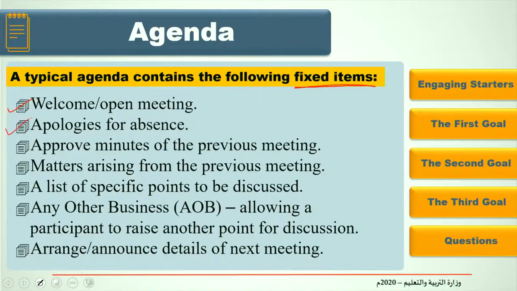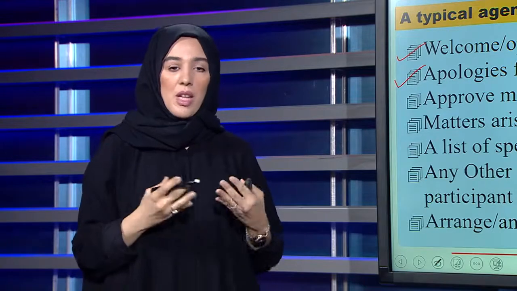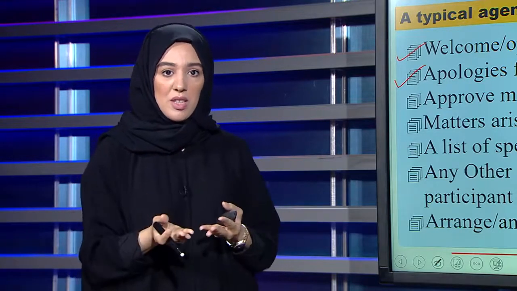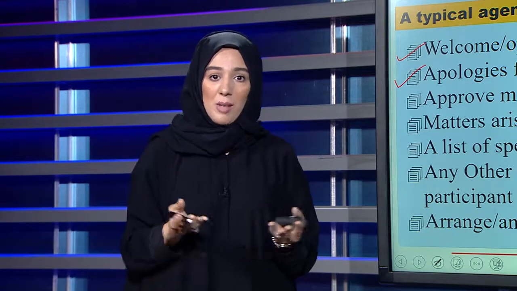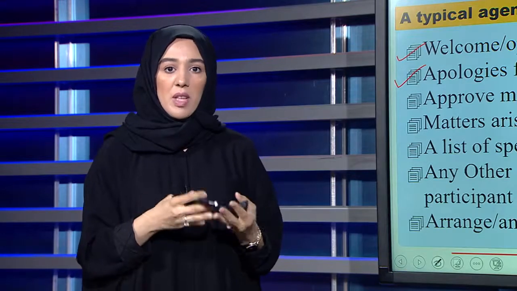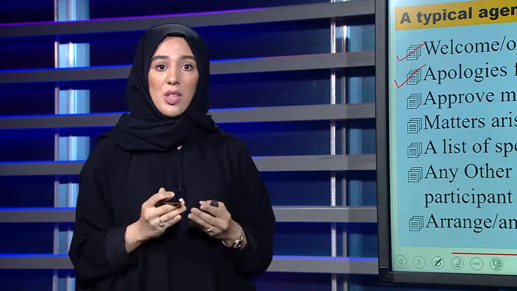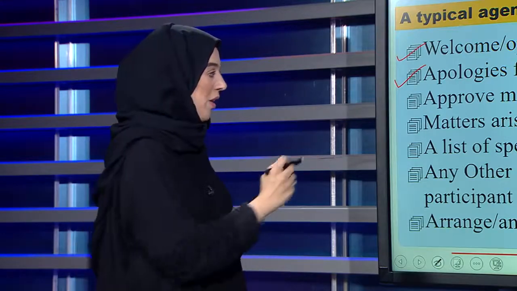And then apologies for absence. If there was any member who couldn't attend the meeting for any reason, the chairman will apologize instead of him. Let's say, for example, one of the members couldn't attend because he had another meeting in another place. So he'll say, for example, Mr. Muhammad couldn't come to this meeting because he had another meeting.